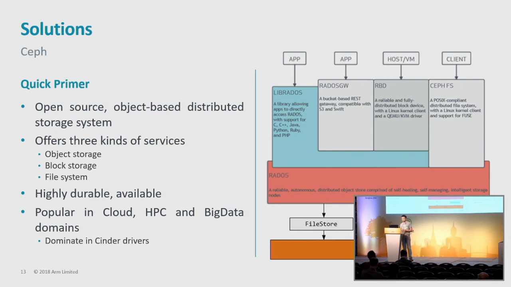FileStore is a legacy approach to store objects in Ceph, and BlueStore is a new one designed for better performance. Above them sits RADOS, a core service to manage Ceph clusters. A high-level application can access Ceph storage either by direct access through librados, or through services exported by Ceph, like RADOS Gateway, RBD, and CephFS.